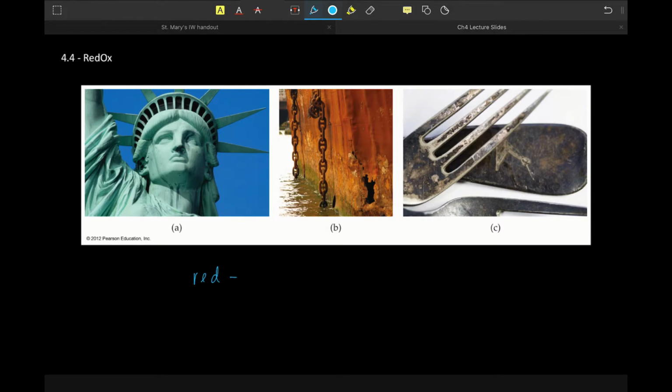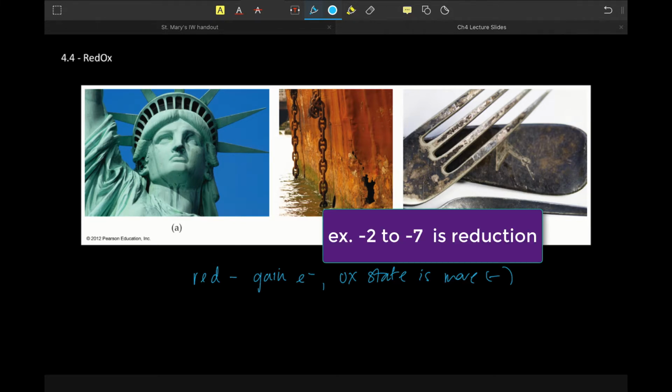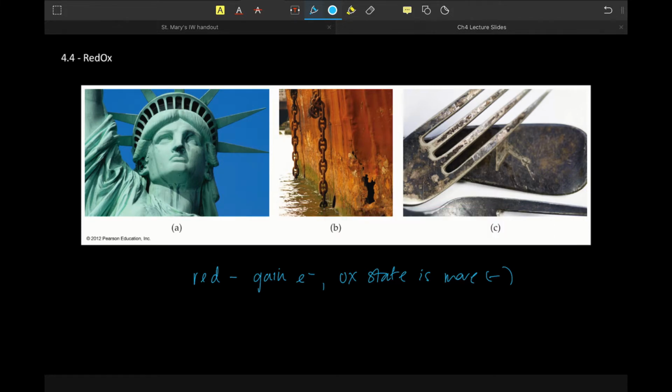When we say that something is reduced, we say that it gains electrons, which also means that its oxidation state is more negative. We want to be mindful with our wording here, because more negative actually means smaller. So we don't want to use the word bigger, because that would be inappropriate. It's actually smaller. So make sure that your words are clear. I always say that the oxidation state becomes more negative.